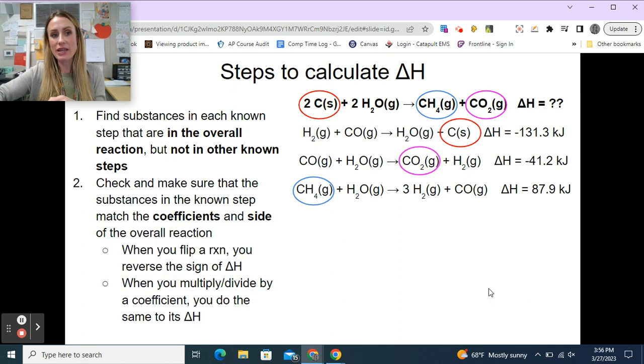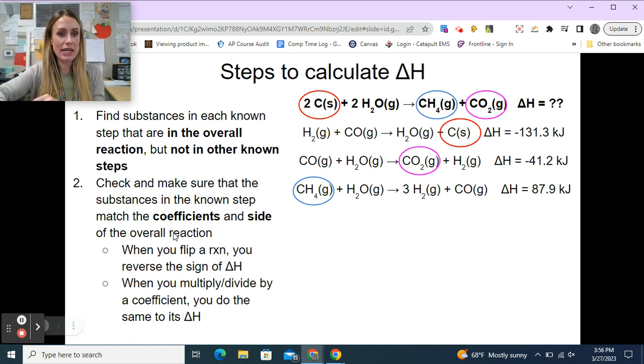The next step here is that we want to check to make sure that the substances in the known step match both the coefficients and the side of the overall reaction. You can tell I was already mentioning this with the red circle around the carbon. See how that carbon in that first chemical reaction is on the product side? I'm talking about this right here. It's on the product side, so it doesn't match the side where I want it, and the coefficients don't match. So I'm going to have to manipulate this.